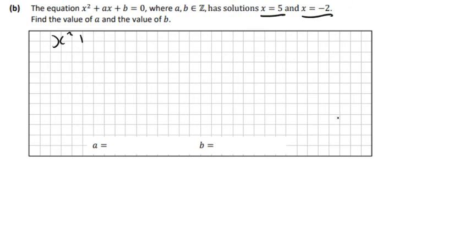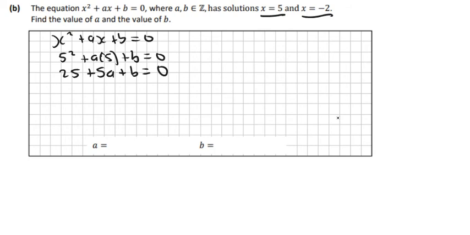So x squared plus ax plus b is equal to 0. Let's put in a 5 instead of the x. So 5 squared plus a times 5 plus b is equal to 0. So 5 squared is 25. 25 plus 5a plus b is equal to 0. Let's rearrange it a little bit so we have 5a plus b is equal to, and if I move the 25 across, it's minus 25. So that's an equation I formed from just subbing in 5 instead of x.